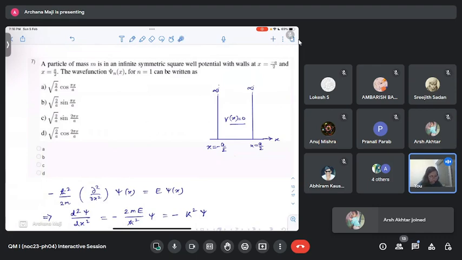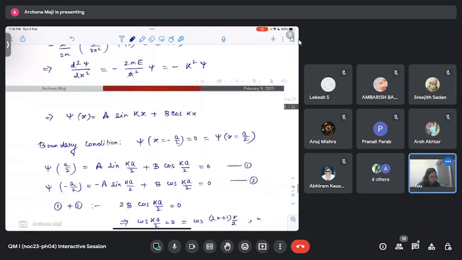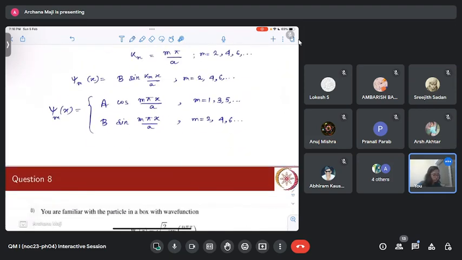So the question is: a particle of mass m is in an infinite symmetric square well potential with walls at x equal to minus a by 2 and x equal to a by 2. The wave function psi_n of x for n equal to 1 can be written as, so for n equal to 1, which one should be the case? Cos. So psi_1 of x for the infinite symmetric square well potential is A cos(pi x over a).